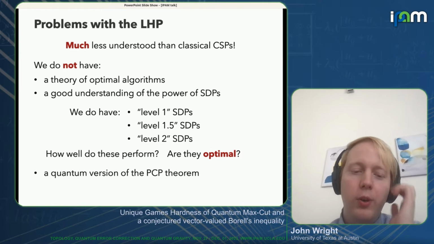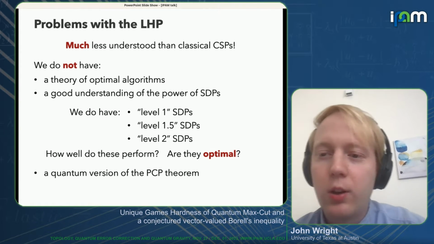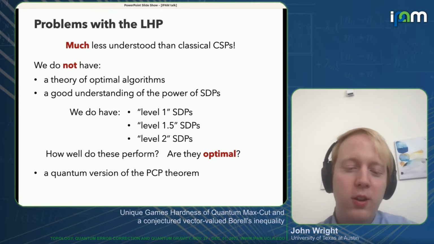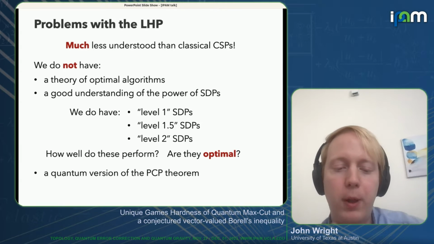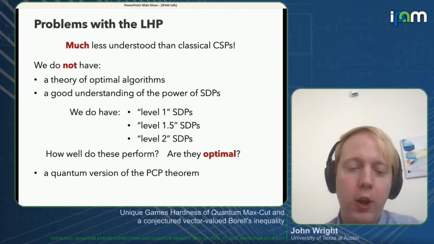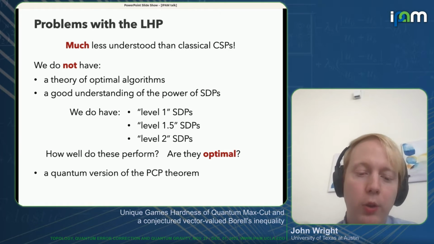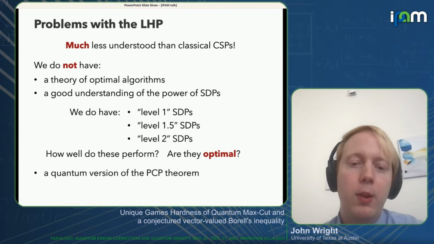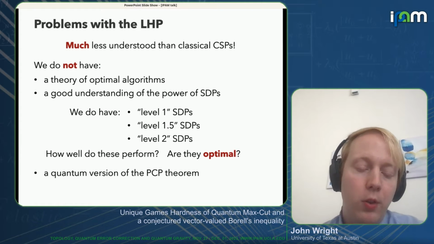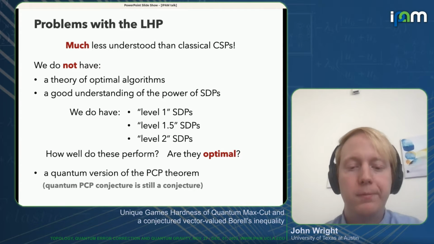We also don't have a quantum version of the PCP theorem. I know Chinmay talked about this, or is going to talk about it, at IPAM. The classical PCP theorem is a very important result in the approximability of CSPs, but we don't have the quantum analog of that statement. There is a quantum PCP conjecture, but it remains a conjecture, so it's still unproven.